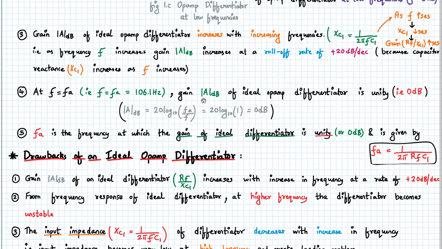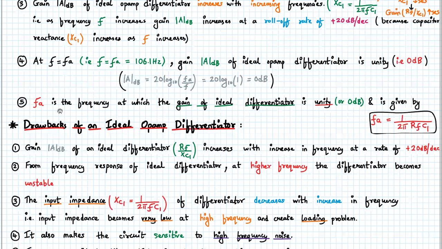I guess it is. Now, at F equal to Fa, that is around 10^6 Hertz, the gain in dB of the ideal Opamp differentiator is unity. So here it is 0 dB. How is it? We know that the formula of mod of A in dB is 20 log to the base 10 of F upon Fa. So if both Fa and F are the same, then 20 log to the base 10 of 1 will be 0 dB. That means at F equal to Fa, the gain of the Opamp differentiator circuit is unity or 0 dB.